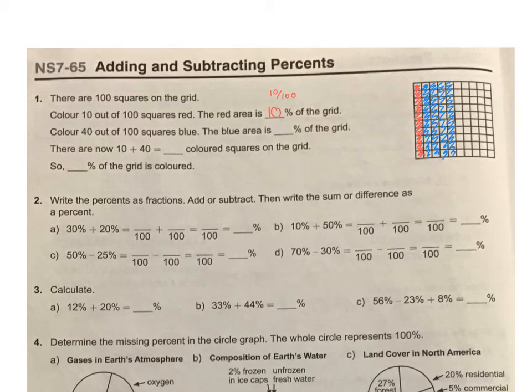Now, what percentage is the blue area? So this is not all of the shaded ones, but just the blue area. It would be 40% of the grid. Now, there are now 10 plus 40. We've got 10 red squares and 40 blue squares, and that equals how many colored squares altogether? That equals 50 colored squares on the grid. So what percent of the grid is colored? So 50% of the grid is colored.